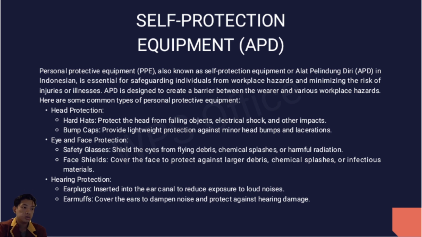Number one, head protection. Hard hats protect the head from falling objects, electrical shocks, and other impacts. Bump caps provide lightweight protection against minor head bumps and lacerations. Number two, eye and face protection. Safety glasses shield the eyes from flying debris, chemical splashes, or harmful radiation. Face shields cover the face to protect against bigger debris, chemical splashes, or infectious material.